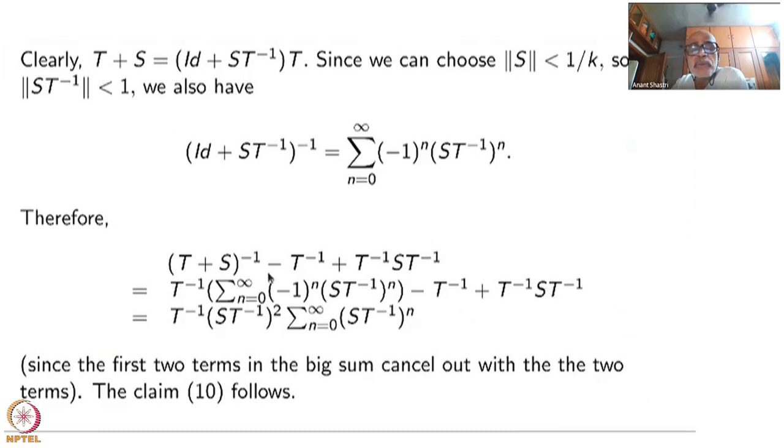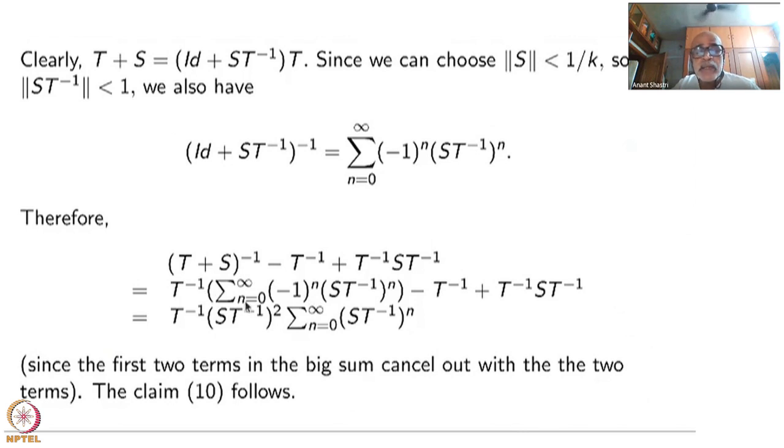Okay. So from here to here, what have I done? I have just used that (T+S) is written this way. Inverse of that will be first T^{-1}, then the inverse of this. But this is like this, a geometric series, so I have substituted here. Now look at the first term here, n equal to 0. It's just T^{-1}. That cancels with this one.